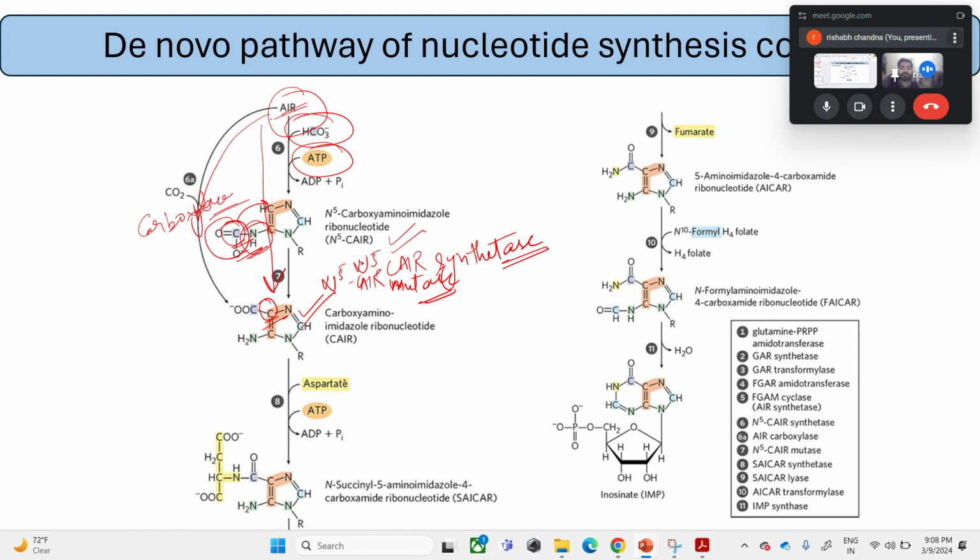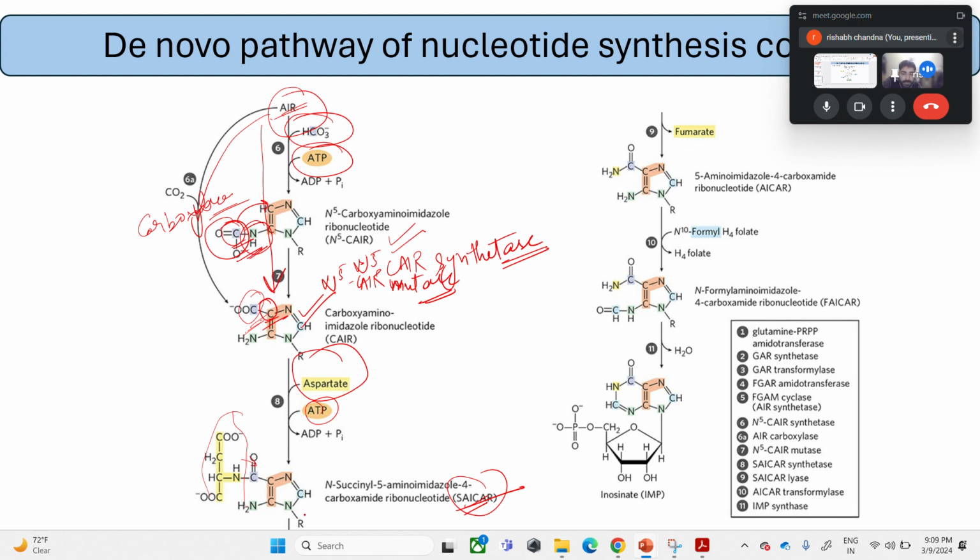Now comes aspartate into the picture. This aspartate uses an ATP molecule and attaches itself to this particular carbon of the ring, which forms N-succinyl 5-amino imidazole 4 carboxyamide ribonucleotide. The short form is SAICAR, and this enzyme is SAICAR synthetase. So the aspartate molecule also has donated its body to the ring structure.